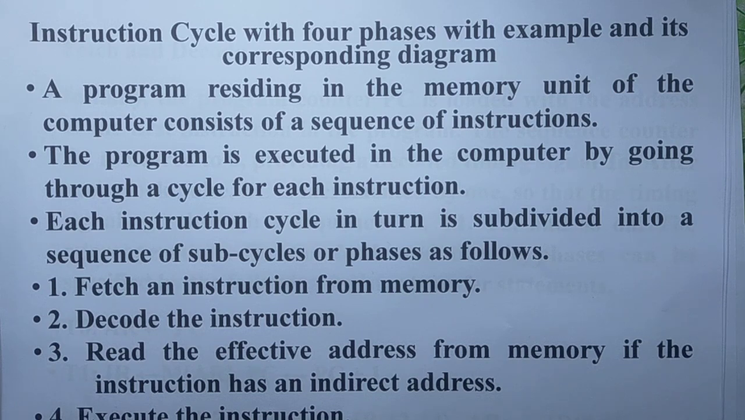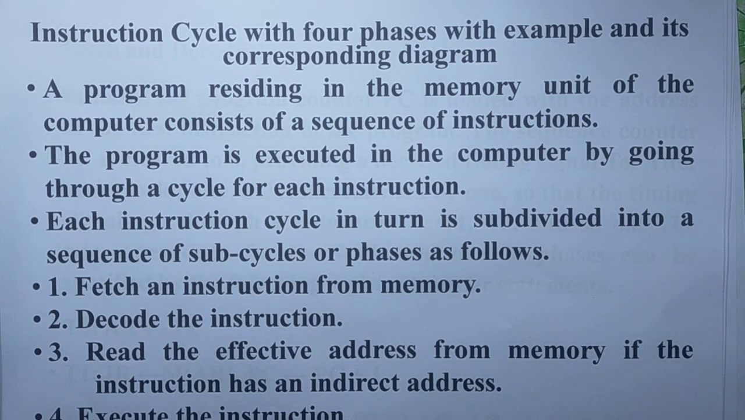The program is executed in the computer by different cycles, where each instruction needs to be identified, along with its type and which parts of the instruction need to execute. They depend on that instruction of the program, and each instruction cycle is subdivided into a certain number of phases, which are as follows. I will tell you what those phases are.